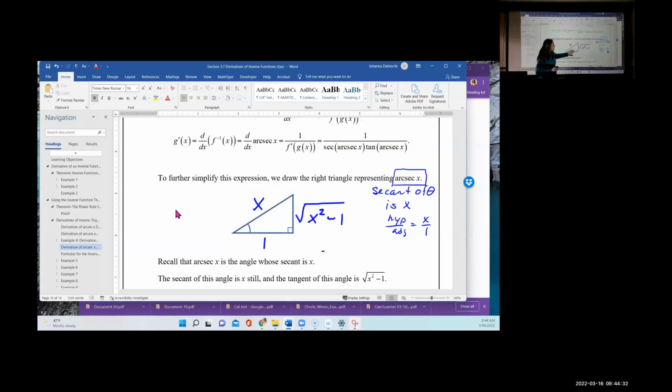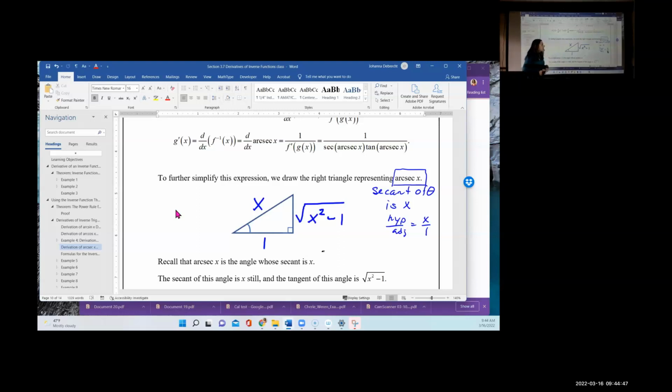Then we use the Pythagorean theorem. We square the hypotenuse, subtract the square of the adjacent side, which is still 1. And that gives us the square root of x squared minus 1. Since it is a length, it has to be strictly positive.